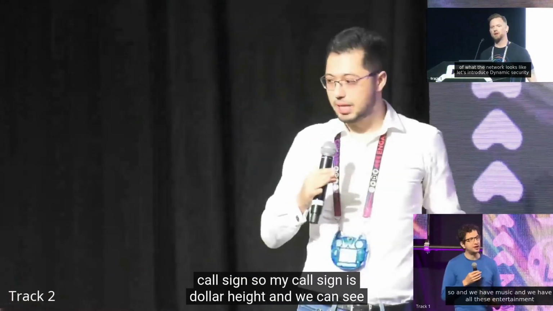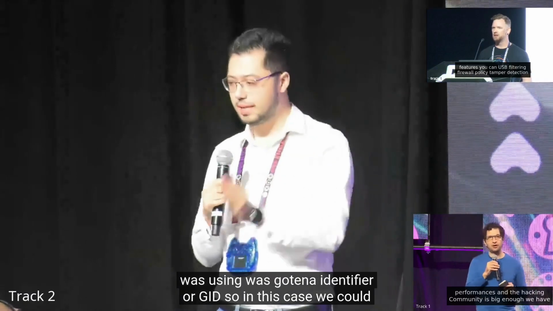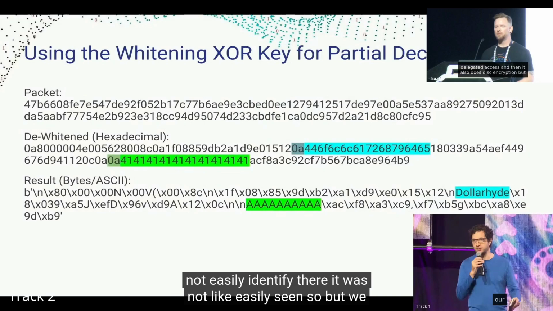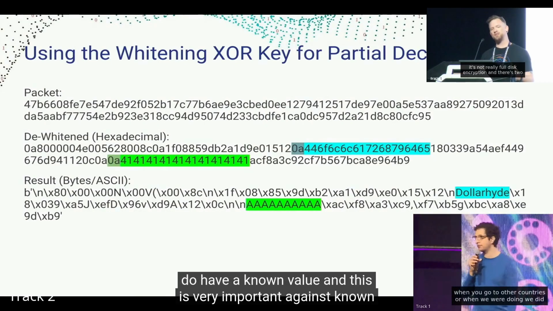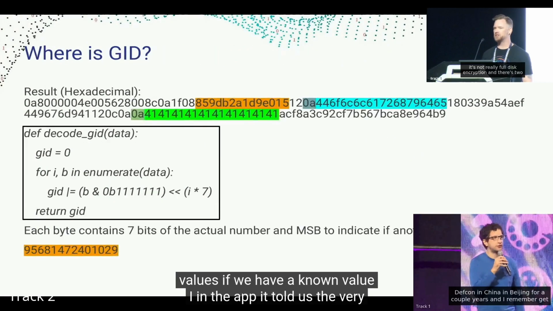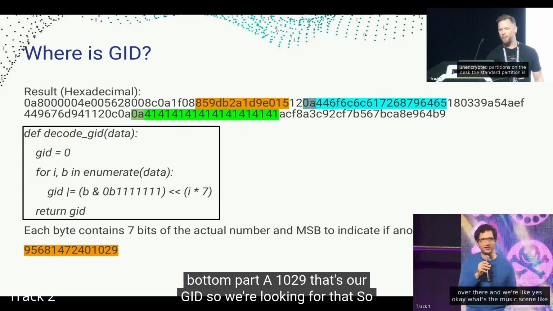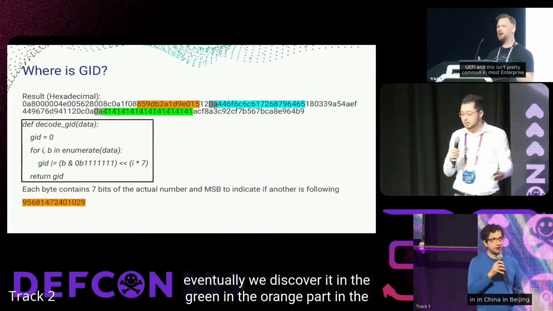Now we use that key, so we take our packet, we apply the key between 2 and 96, and now we're seeing the payload, but we're not only seeing the payload, we're also seeing the call sign. So my call sign is $height, and we can see that in blue. That is very critical. Another part that goTenna was using was the goTenna identifier, or GID. In this case, we could not easily identify it. It was not easily seen.